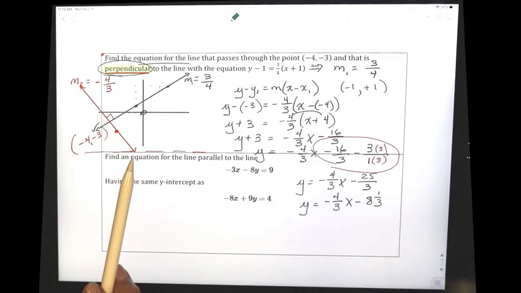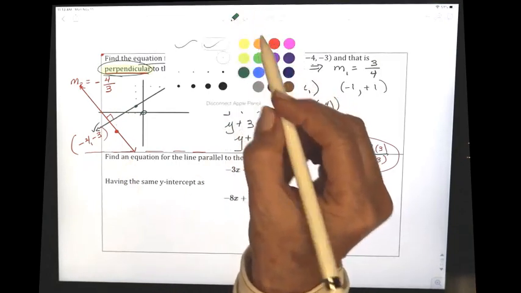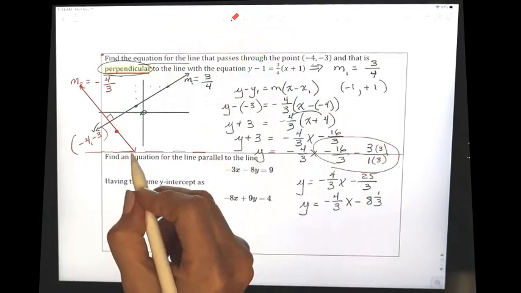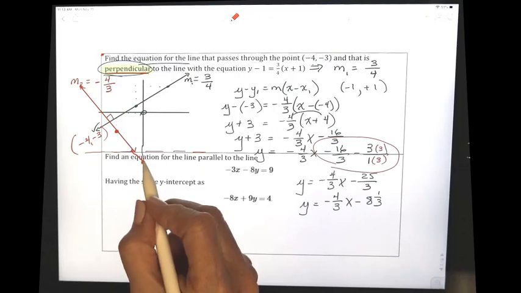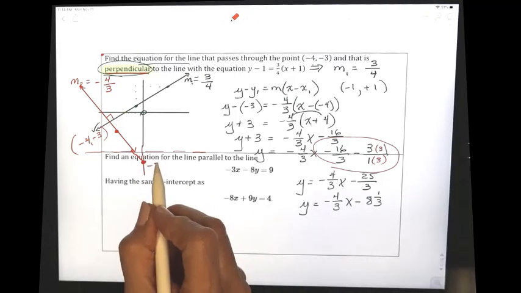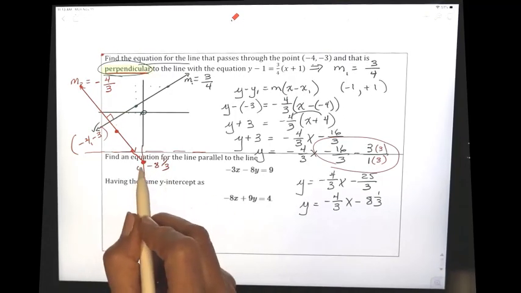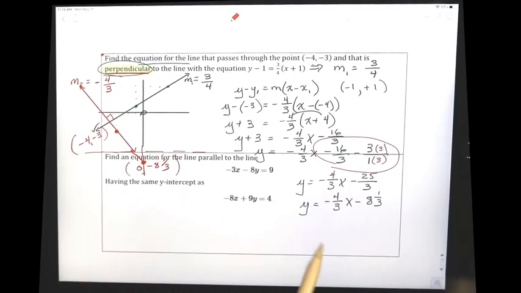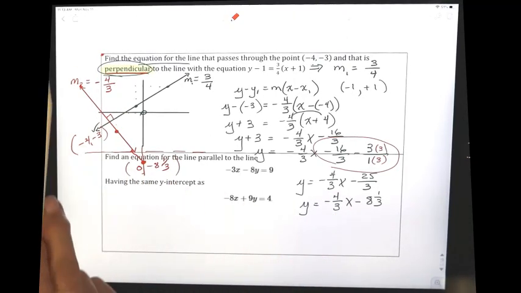So if I extended this red line on my grid here, does it look like it might cross down here at negative 8 1/3? And it does. So I'm happy with the way that turns out. And of course my slope here is negative 4/3, which is the negative reciprocal of positive 3/4. So I think that's a good place to stop. Working with equations for parallel and perpendicular lines.